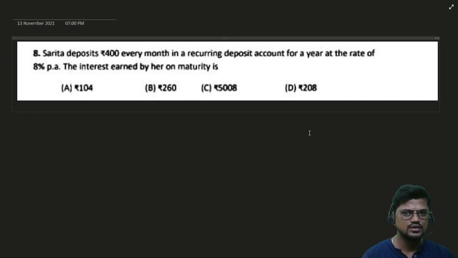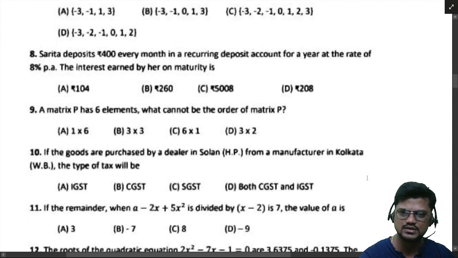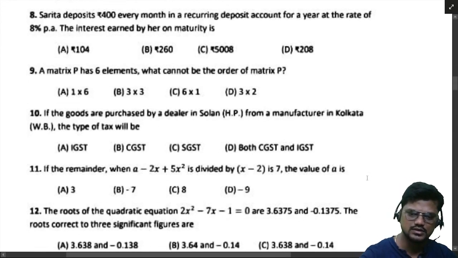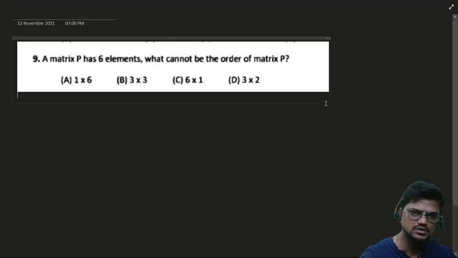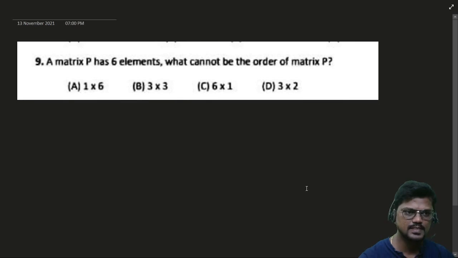Sarita deposits 400 every month in a recurring deposit. You just need to calculate the interest. It's very easy. Don't solve it. It is just finding the interest. By using the formula, you'll get the answer. Okay. Next is question number 9. Please answer question number 9. Answer it in the chat box.